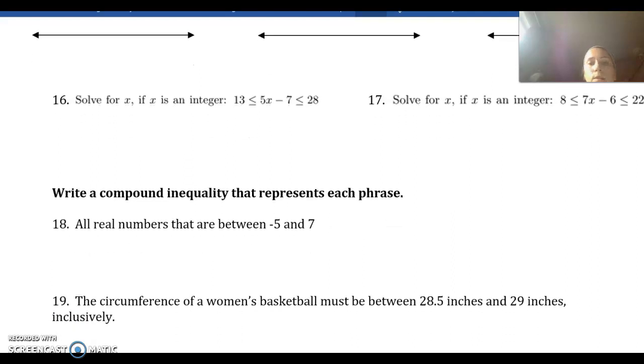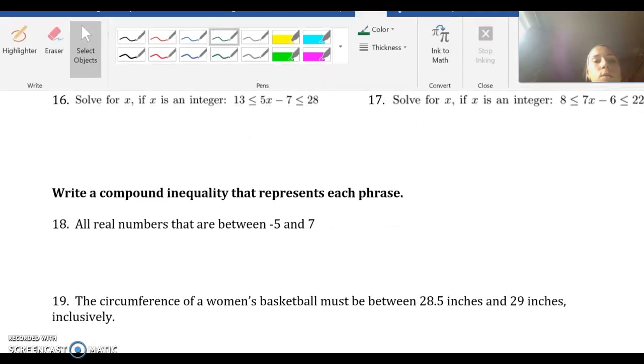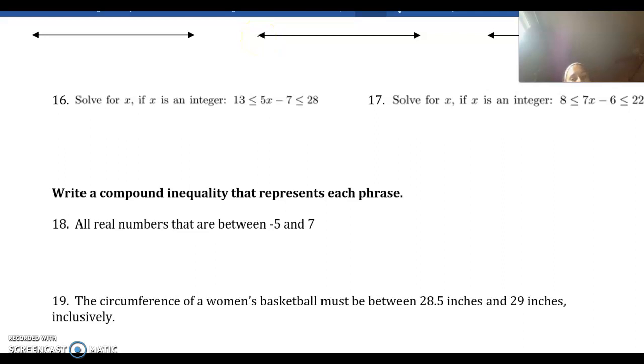We're going to go through number 16 real quick. This is just showing you if it was written as a sentence, this is what it wants you to do here. So solving for x if x is an integer. So we're simply just going to solve this inequality like we were doing before. So we're going to add 7, add 7, add 7. Those 7's cancel. 13 plus 7 is 20. Bring everything else down here.